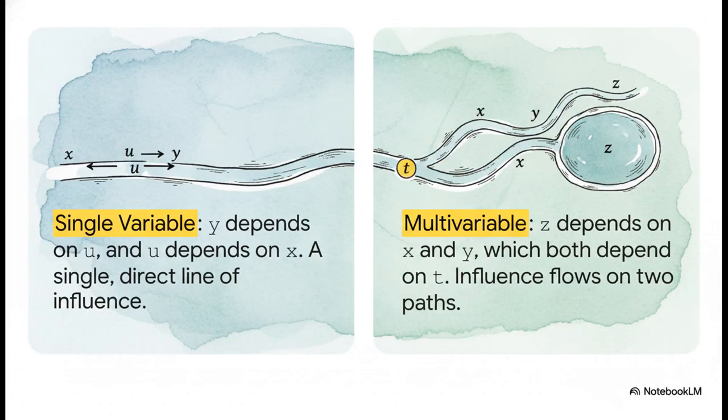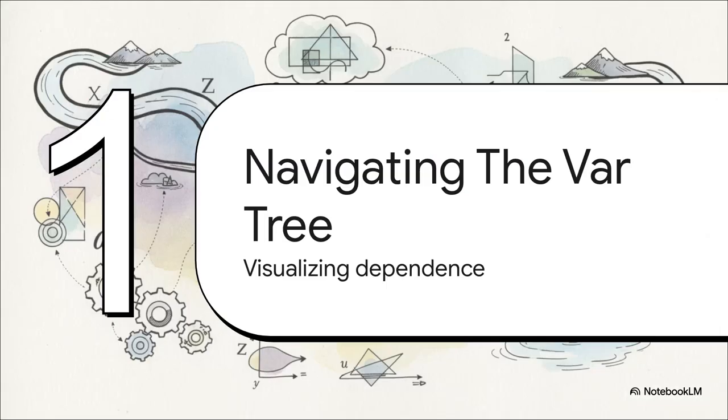But what happens when life isn't so simple? In the multivariable world, things get way more interesting. Our main variable, let's call it z, might depend on two other variables, x and y. And then x and y could both depend on a single variable, t. So the question becomes, how does a little nudge in t ripple through both of these paths to ultimately affect z? To wrap our heads around this, we need a map. And that's where this amazing tool called the variable tree comes into play. Seriously, this is going to make visualizing the flow of information so much easier.